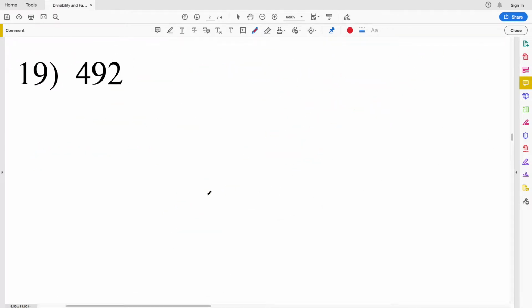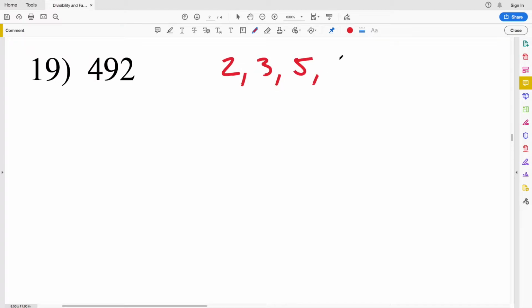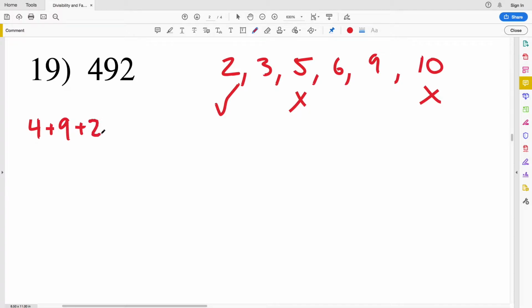Now for number 19, we have the number 492. It's not ending in a 0 or a 5, so it's not divisible by 5, and since it doesn't end in 0, it's not divisible by 10, but it does end in a 2, so it's divisible by 2. Now we'll sum those digits. 4 plus 9 plus 2 is going to be 13 plus 2, which is 15.